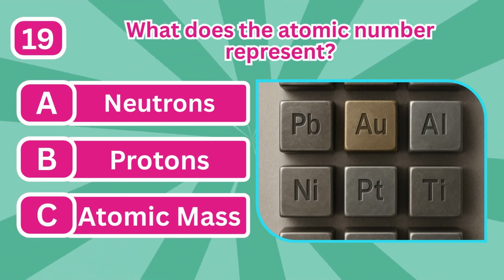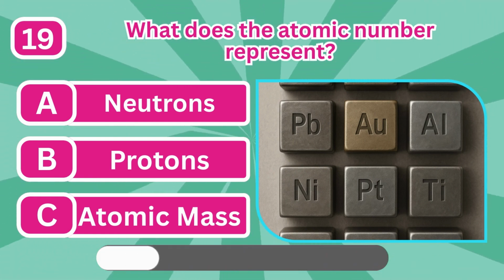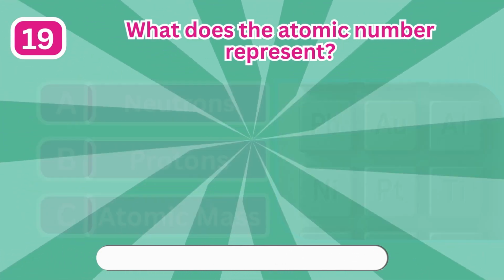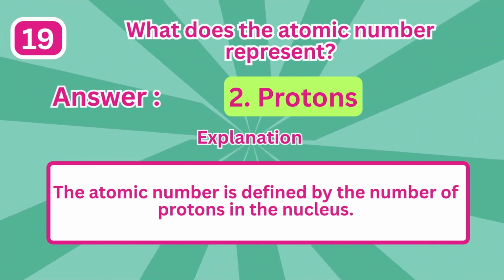What does the atomic number represent? Two. Protons. The atomic number is defined by the number of protons in the nucleus.